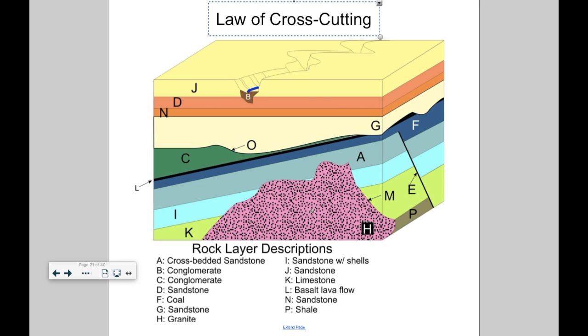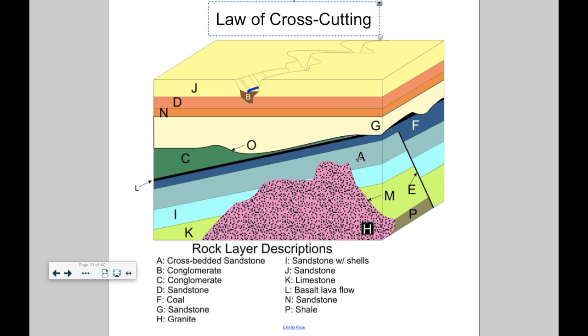Cross can look a lot of different ways. It could be a line like you see with E. It could be a huge chunk of rock intruding on other layers of rock like you see with H. So the law of cross-cutting means that something is cutting through something else. What it means is that something that cuts into something can't cut into it unless it was there in the first place.